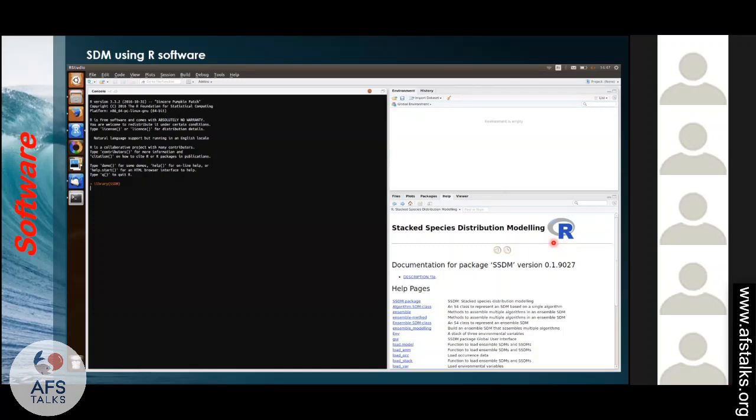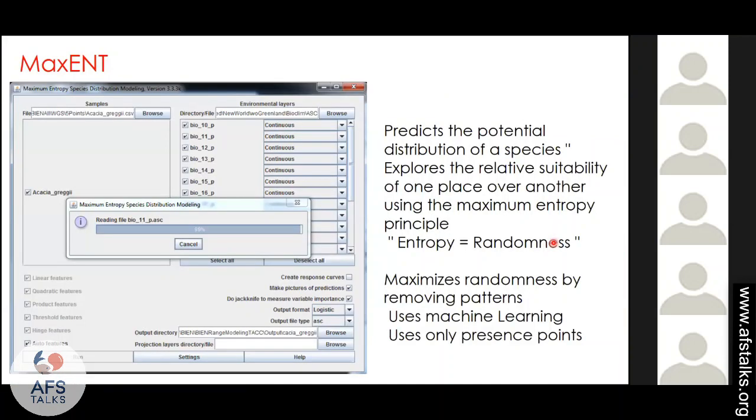And there is another package, BioMod, which is updated to BioMod 2. BioMod 2 is also an excellent package, where by using code we can do the modeling, and there is the possibility to do ensemble modeling in the package itself. And the next is Maxent. In order to work with Maxent, we should have some other software, like a GIS analysis software such as ArcGIS or QGIS, or RStudio. Maxent is based on the maximum entropy principle, which predicts the potential distribution of a species using a machine learning principle. It measures the randomness or entropy of data and maximizes it by removing patterns, and it works with presence-only points. This is also widely used software for SDMs.